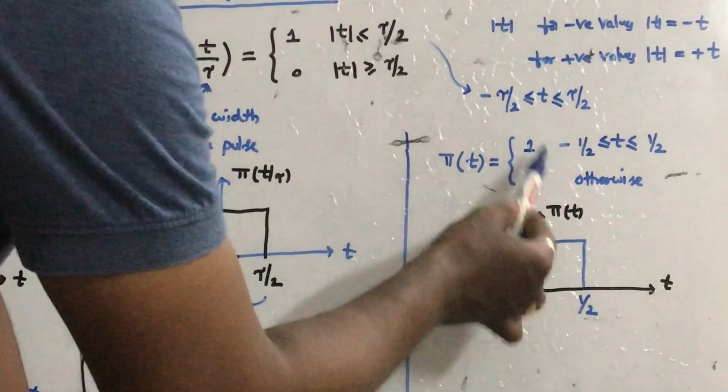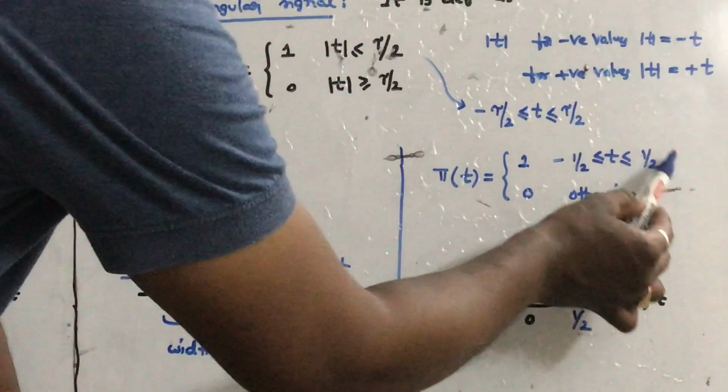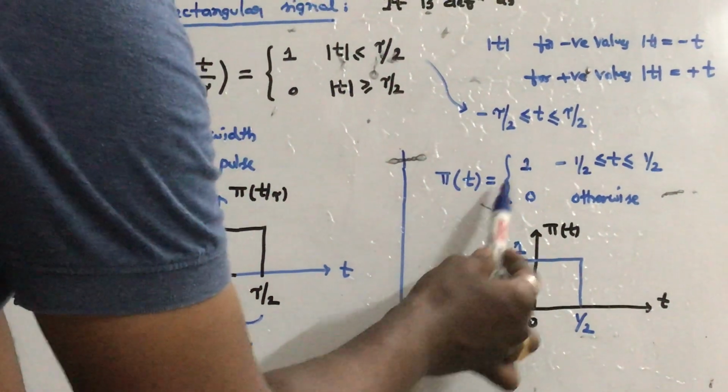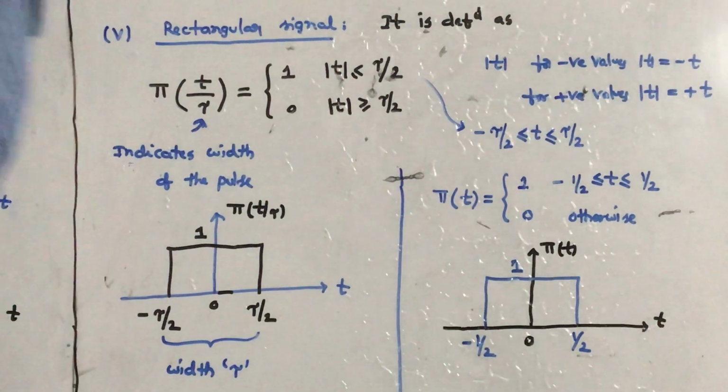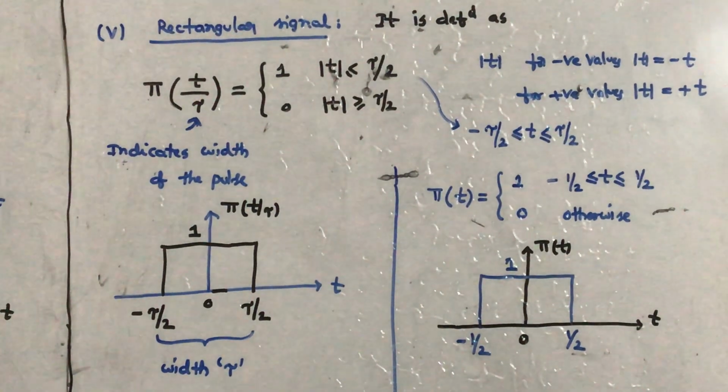So this is also very, very important. We use it several times while solving problems. This formula: pi of t is equal to 1 during this interval, and its amplitude is 0 outside this interval. So in this way, this is the rectangular signal.